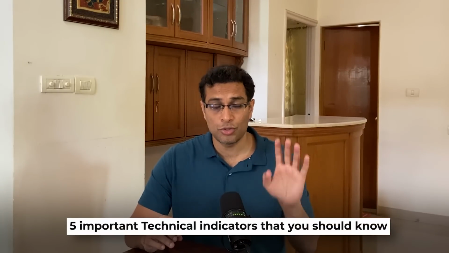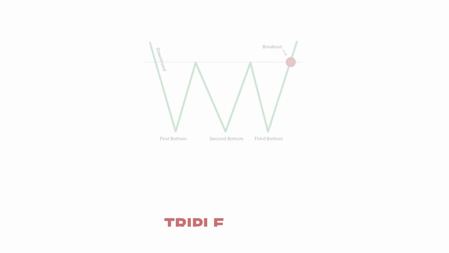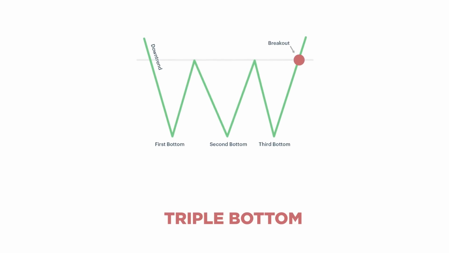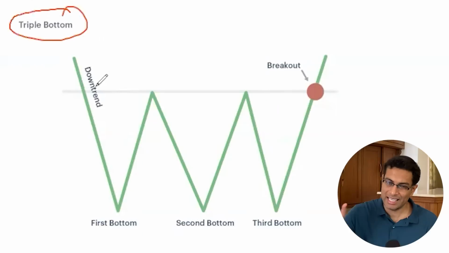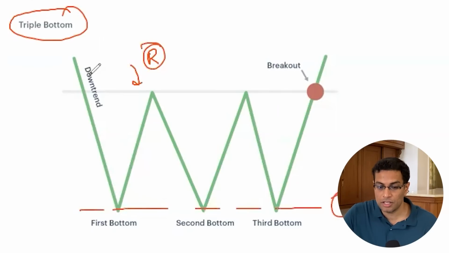But let us talk about 5 important technical indicators that you should know as a beginner. So the first important technical indicator that you should know is called the triple bottom. Now triple bottom, what is exactly meant? So in very easy to understand language, this is what a triple bottom looks like: there is a very clear resistance and there is a very clear support line, and the stock moves down. It's moving in a downtrend.